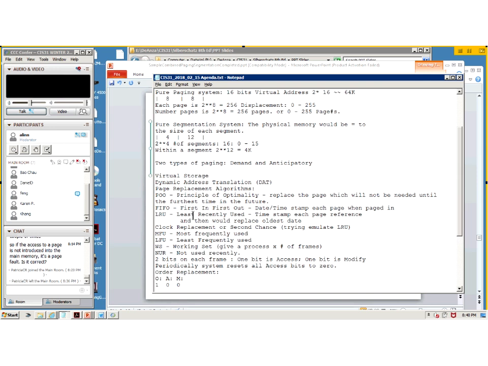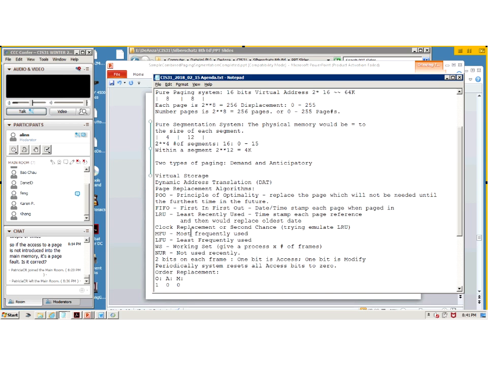Another one is least recently used. You have a timestamp on each reference, not when it's paged in, but every time you reference the page you get a timestamp, and you replace the oldest one. So that's least recently used. Clock replacement, the second chance, tries to emulate least recently used, tries to emulate this concept if you can't implement it through hardware.